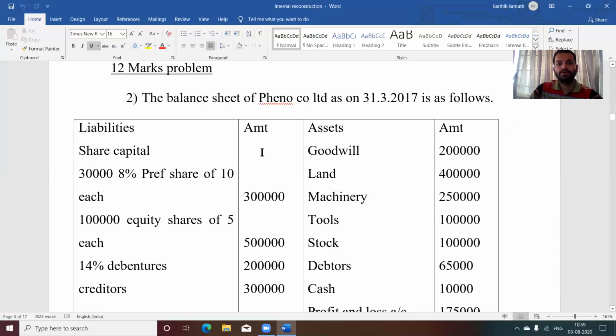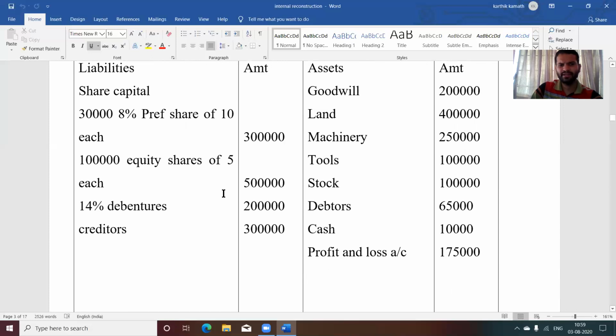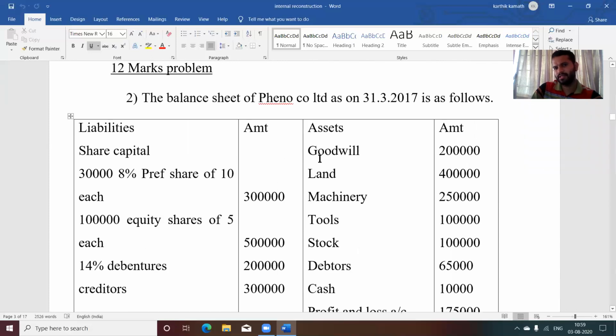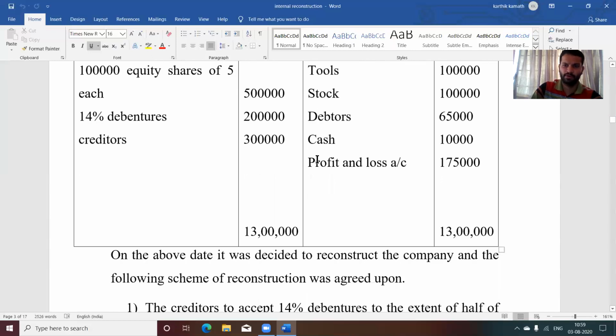The balance sheet of Piano Limited as on 31st March 2017 is as follows. So now on the liabilities side, if you see share capital, 30,000 preference shares of 10 each, 3 lakh, 1 lakh equity shares of 5 each, 5 lakh, 14% debenture and creditors are given. On the asset side, goodwill, land and building, machinery, tools, stock, debtors, cash, and profit and loss account are mentioned.